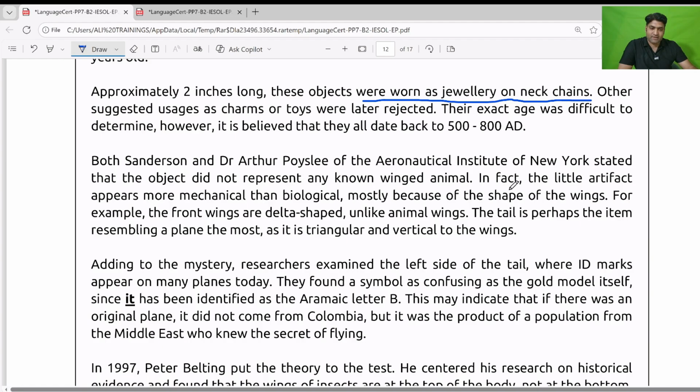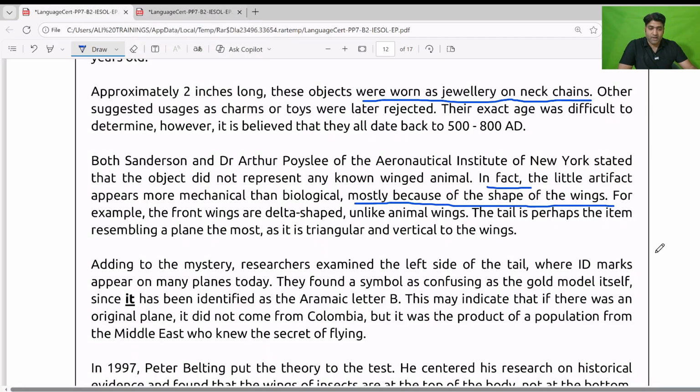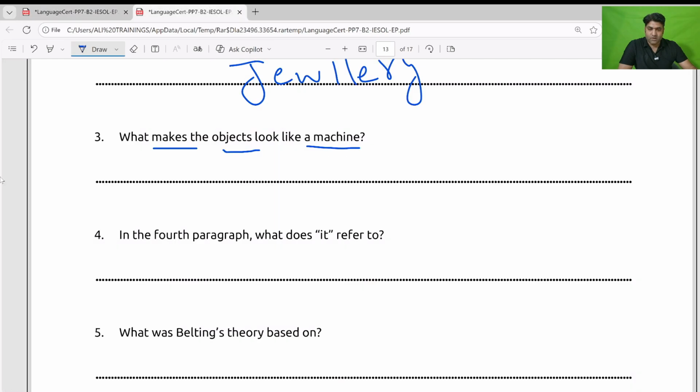In fact, here we will find information. In fact, the little artifact appears more mechanical than biological, mostly because of the shape of the wings. They look like a machine because of the shape of the wings. Yes, here is the question, what makes objects look like a machine? Because of the shape of the wings. We will write the shape of the wings.